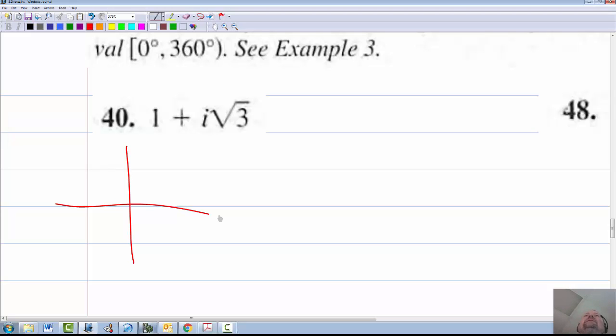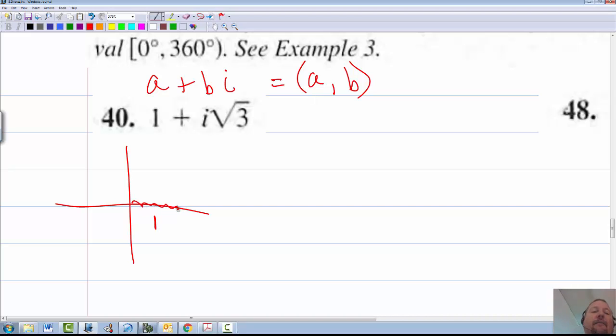This is the very beginning of the notes. What do I do with 1 plus i root 3? What's my movements? Remember, a plus bi. I always write it that way. All we're going to do is graph it as a comma b. So what do I do for 1? Move 1 which direction? No, it's the x-coordinate. 1 which direction? Right. Move it and draw it. And then what do I go for root 3? Up.